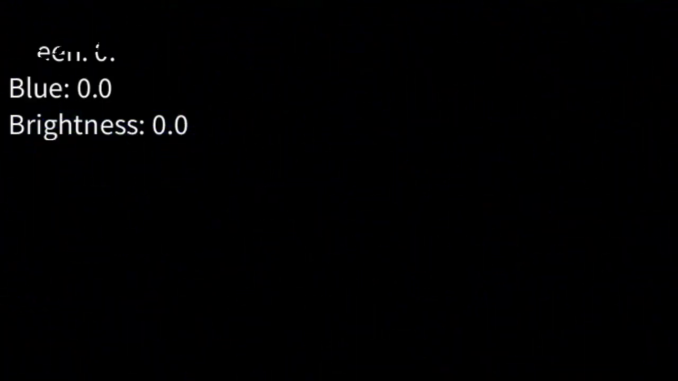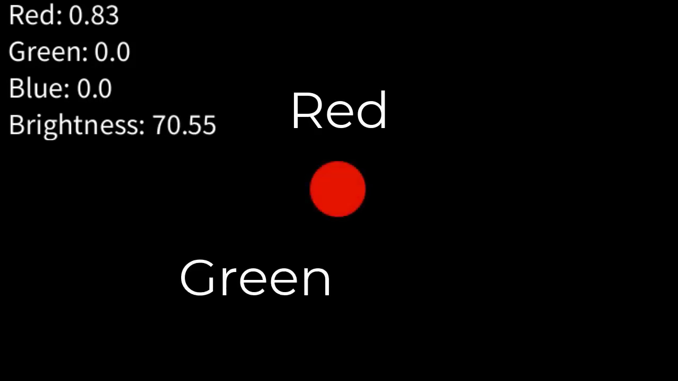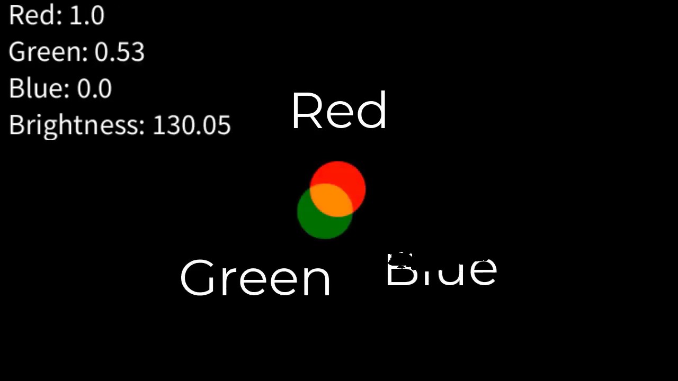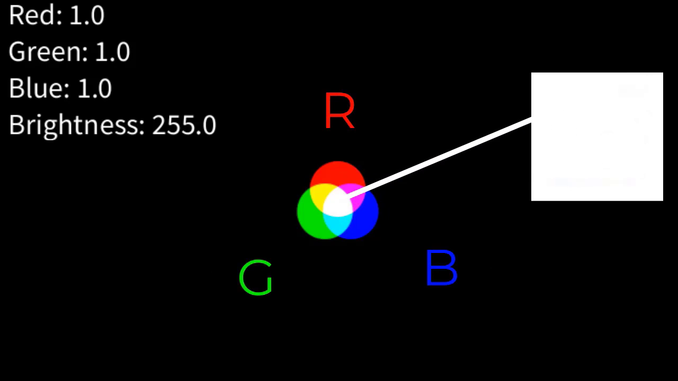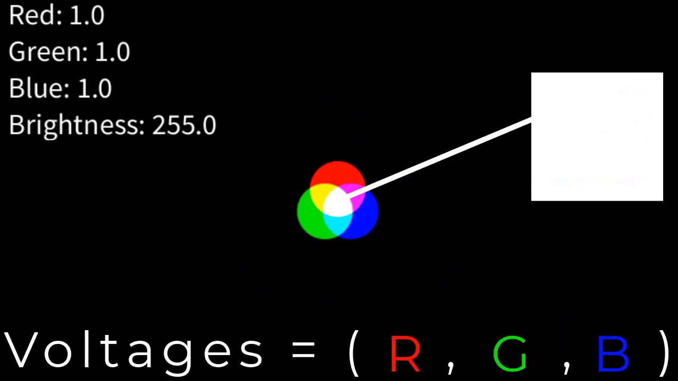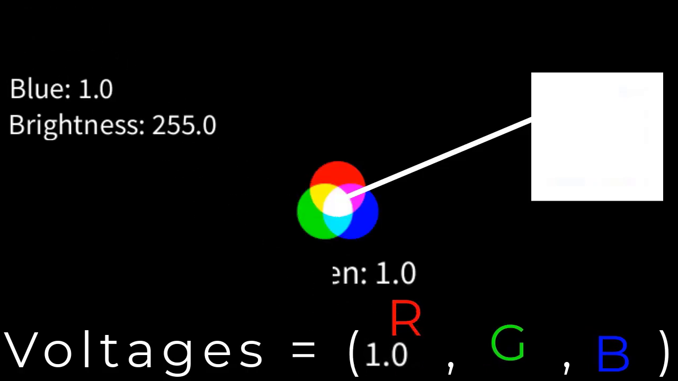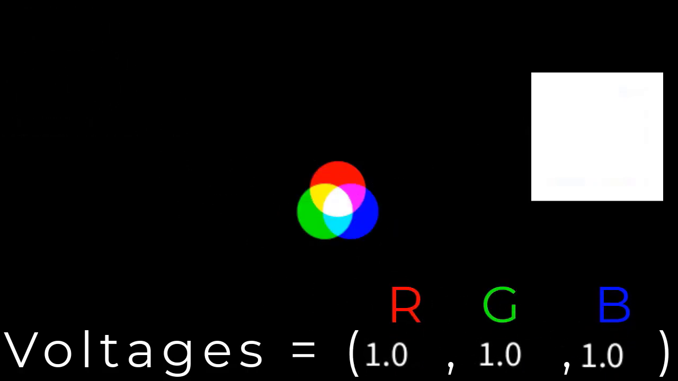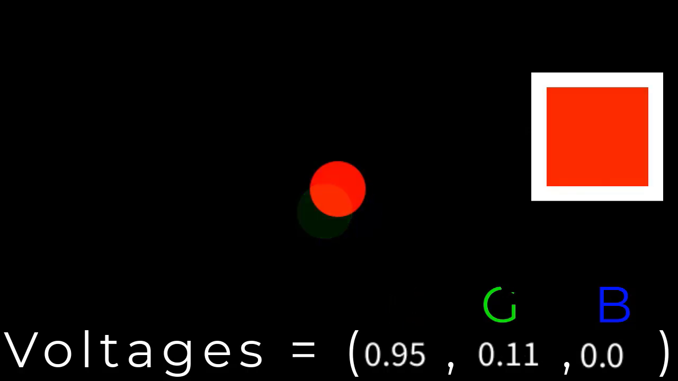Now let's take 3 lights. The first light should be red, the second should be green, and the third should be blue. These 3 lights combined can show any color that you can imagine. For example, if all 3 lights are completely lit, they make the white color if seen from far. If all of them are turned off, they make the black color.